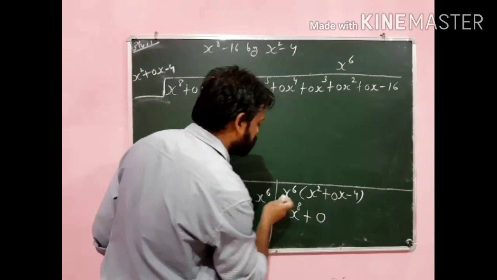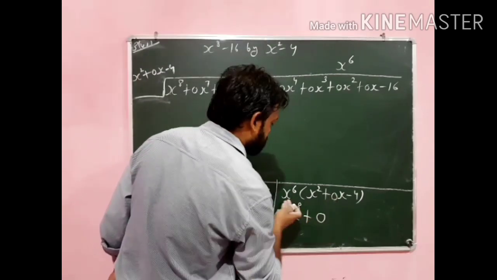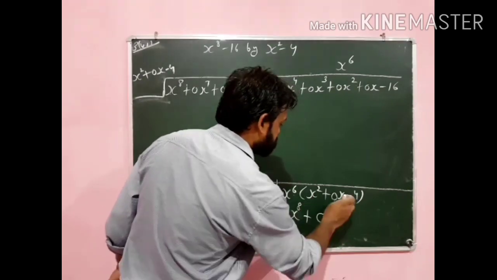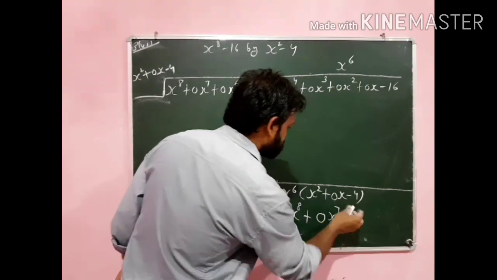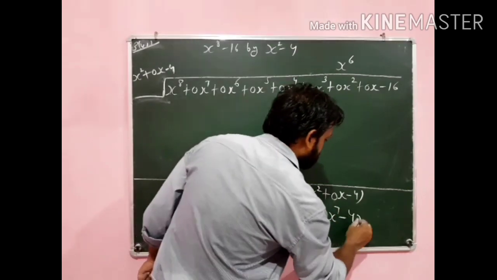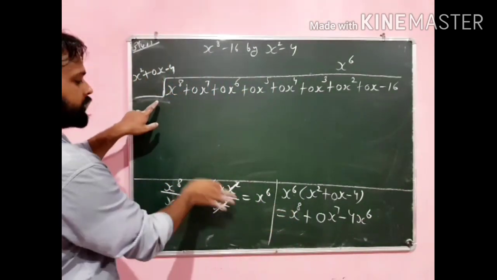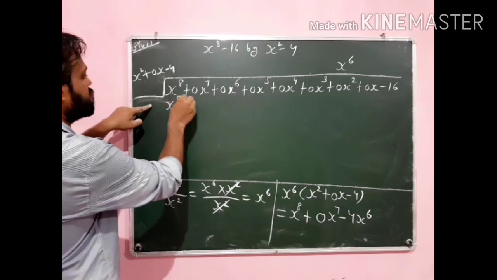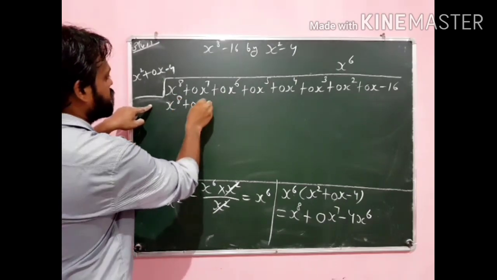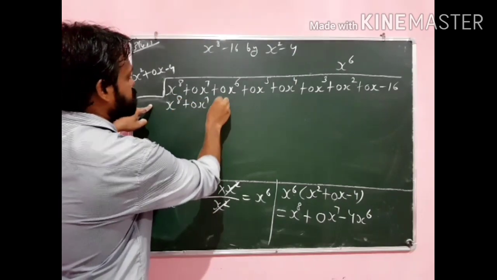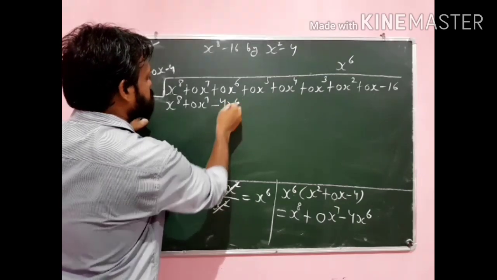Of course 0 plus 1 is 1 and add the power: x becomes 6 plus 1 is 7, and minus 4 into x raised to power 6 will become minus 4x raised to power 6. So write down here x raised to power 8 plus 0x raised to power 7, minus 4x raised to power 6.